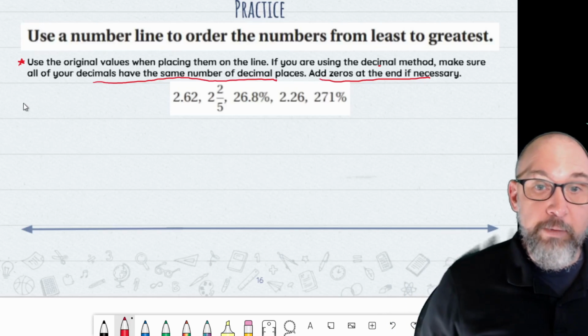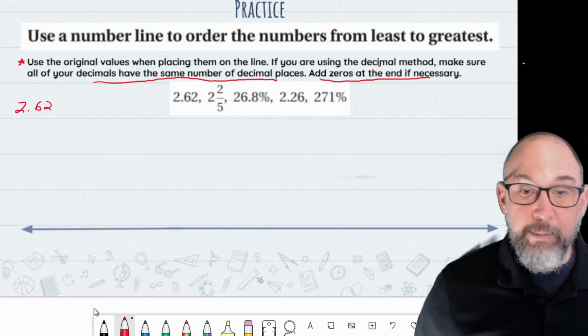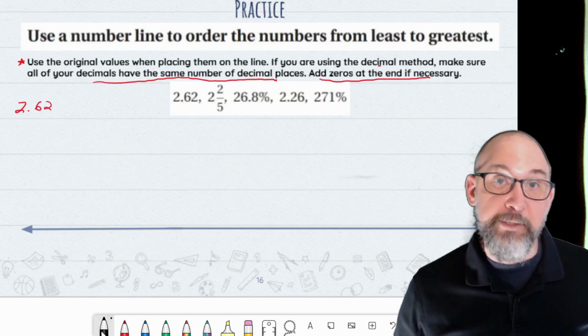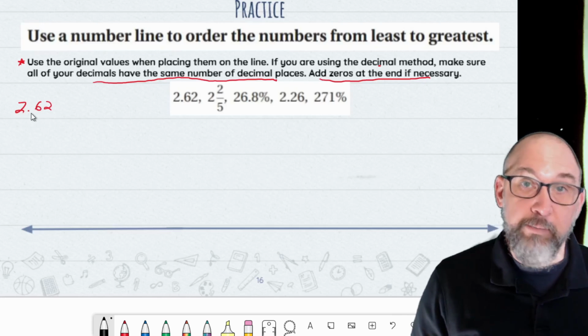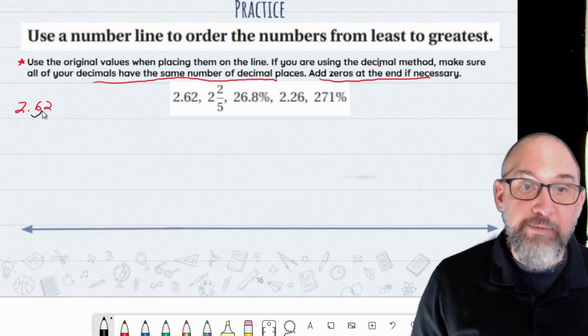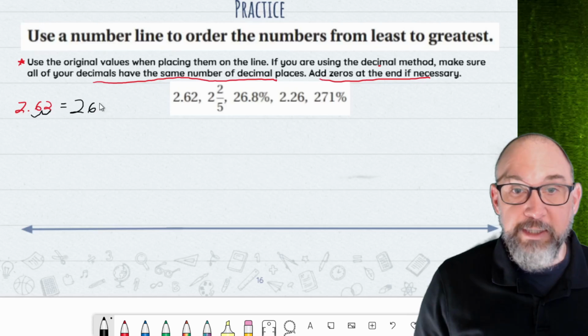So let's start with the 2.62. Remember, to turn a decimal into a percent, you have two options. You can multiply by 100 or move the decimal 2 places to the right, which is the same thing. So I'm going to move that 2 places to the right, and that turns into 262%.